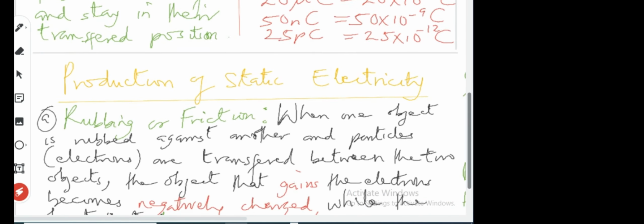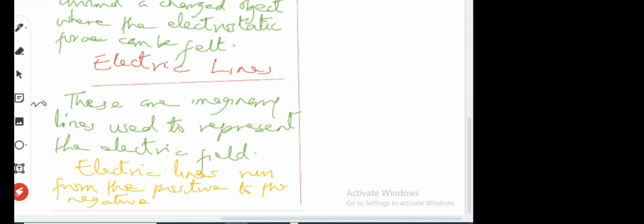The previous page. Read what I wrote on electric lines. Can you read it out? These are imaginary lines used to represent the electric field. Okay, electric lines are imaginary lines used to represent the electric field. And I said electric lines run from the positive to the negative. So out of the positive towards the negative.